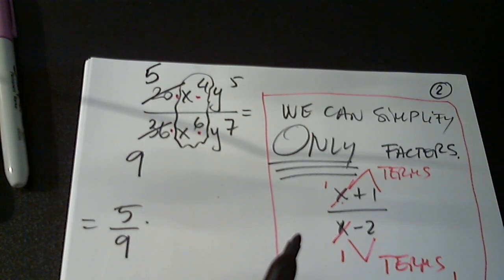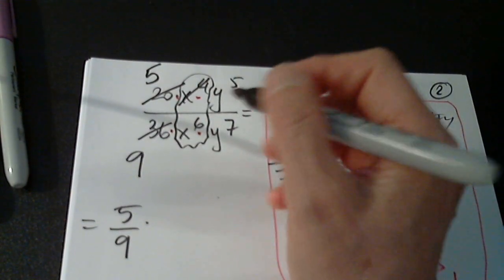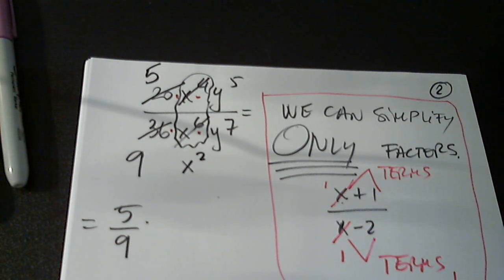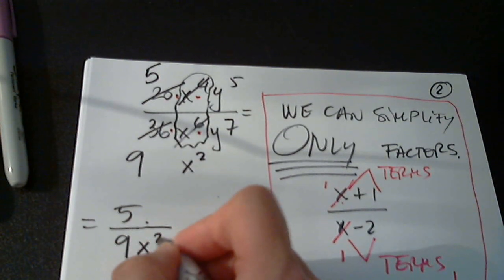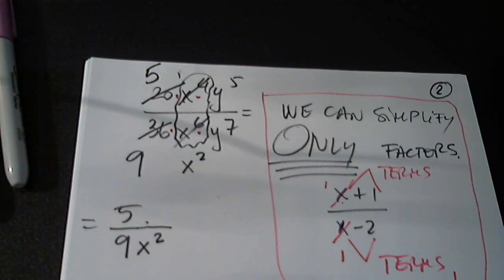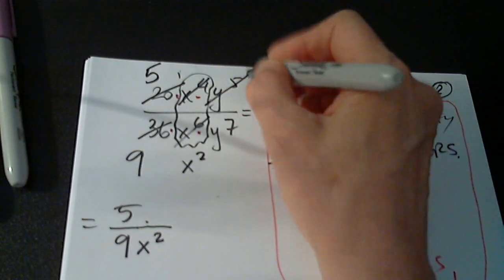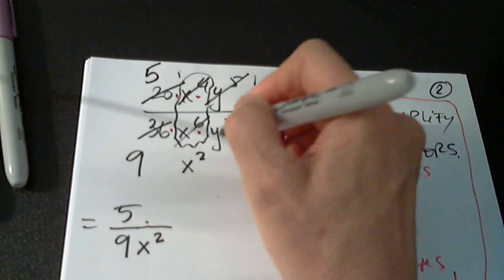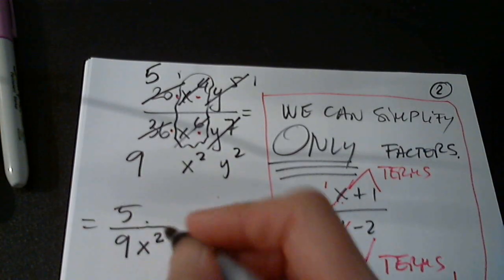Excellent. Here's another way. I cross out 4 from here, and I cross out 4 from here. That's another way. So then I know that I have x squared in the denominator because this is 1 and this is x squared. I can do the same thing with y to the 5th. I remove 5 of those factors from the top and I get 1, not 0. And I remove 5 from the 7 and I get y squared. And I'm done.